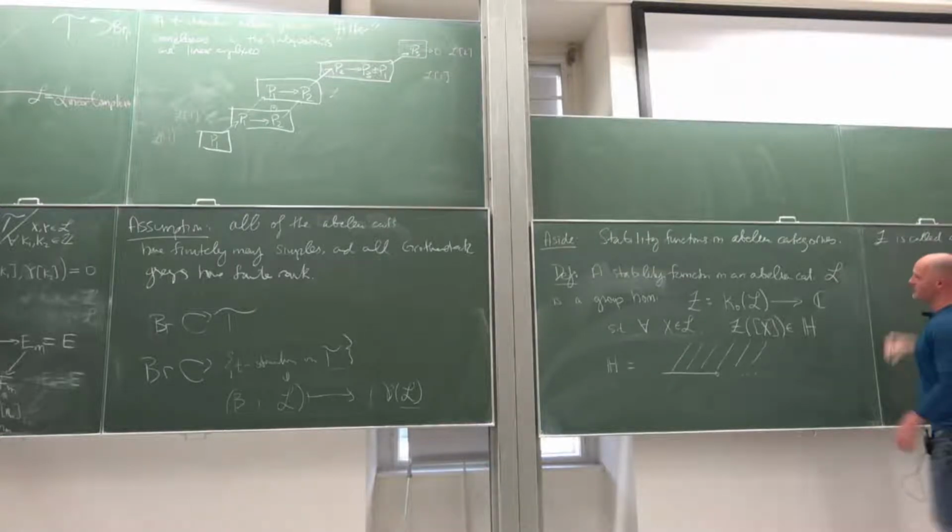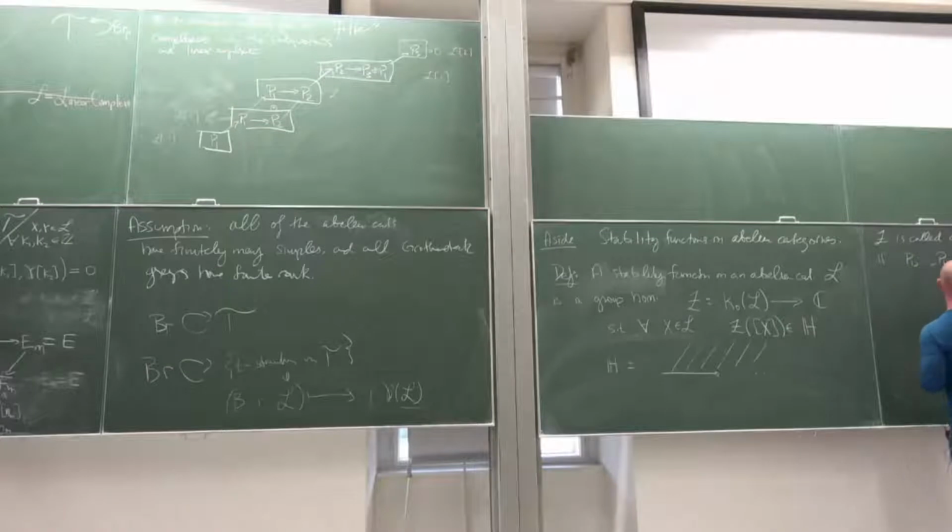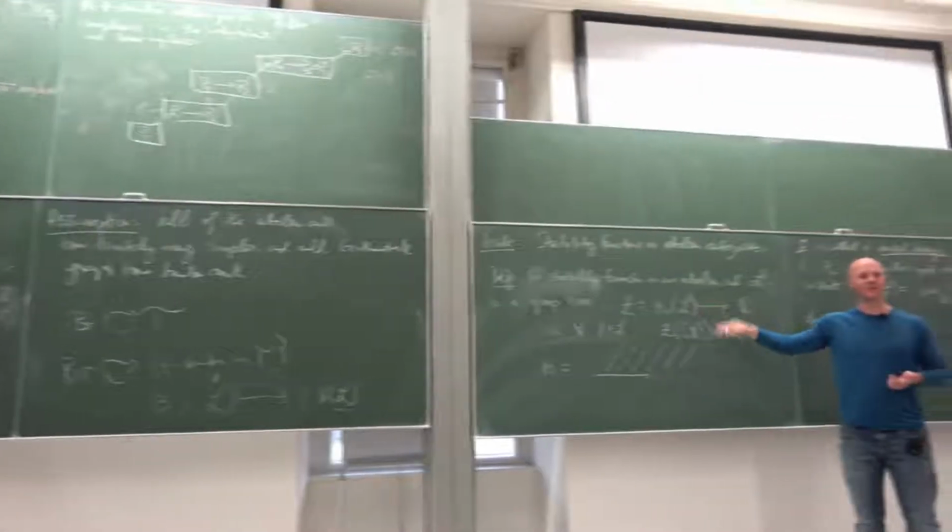So if your abelian category L has finitely many simple objects, let's say P1 through Pk are the simple objects of L, so that the Grothendieck group of L is just the free abelian group spanned by the classes of the Pi, then it's very easy to think about what a central charge is.